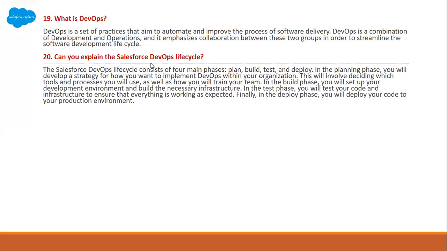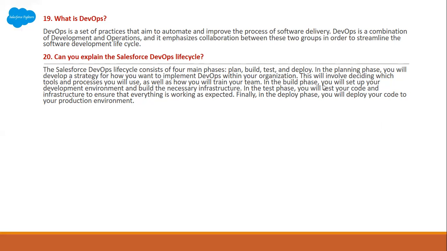Next question, can you explain the Salesforce DevOps life cycle? The Salesforce DevOps life cycle consists of the four main phases: plan, build, test, and deploy. In the planning phase, you will decide your strategy for how you want to implement DevOps within your organization. This will include deciding which tools and processes you will use, as well as how you will train your team.